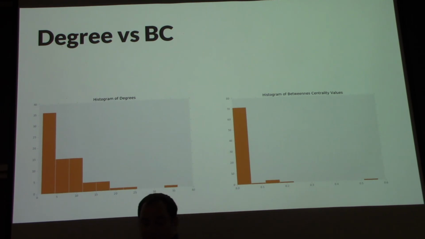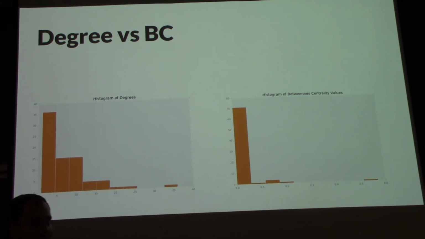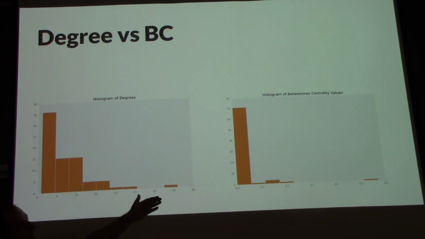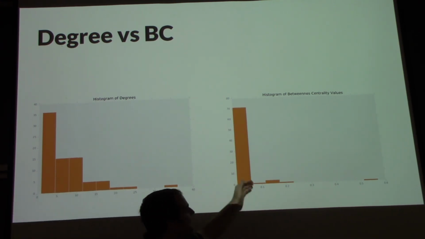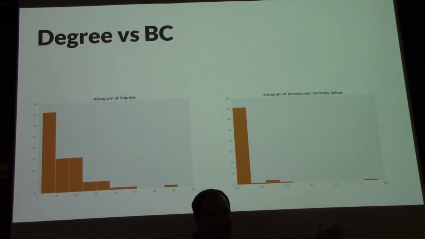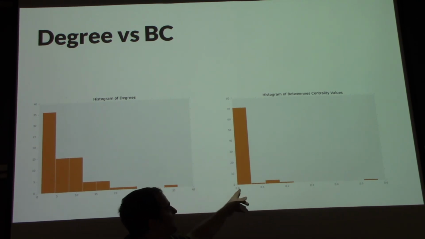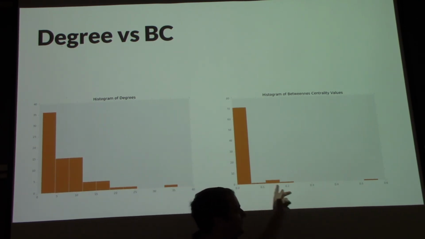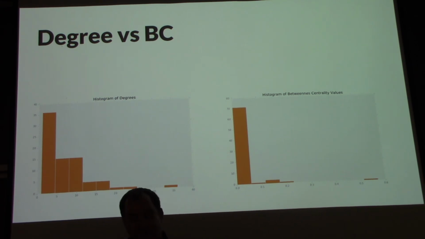Here's a comparison for those two networks in terms of the histogram of the degrees. And you can see for the histogram of betweenness centrality that we have an even more extreme distribution, where the majority of nodes in a network have a low betweenness centrality, and then we have a couple of high outliers here.